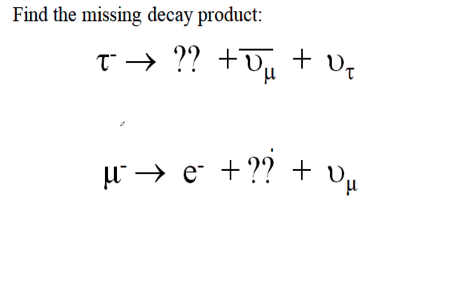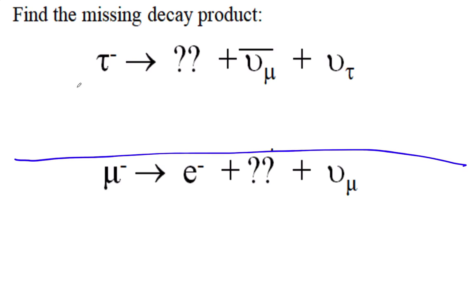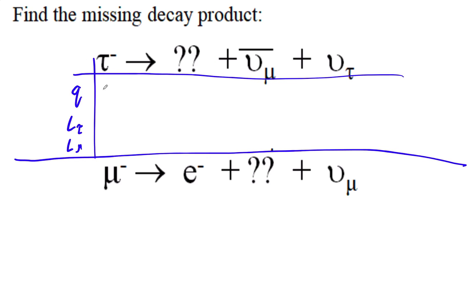Okay, so let's look at this. Let's look at charge. We're going to look at, the only other numbers we've got here is L tau, the tau lepton number, and the mu lepton number. So you just go through. This has a charge of -1. We know that from the minus. These have 0 charge. And so therefore, this has to be -1. Whatever it is, it's got to have a charge of -1.